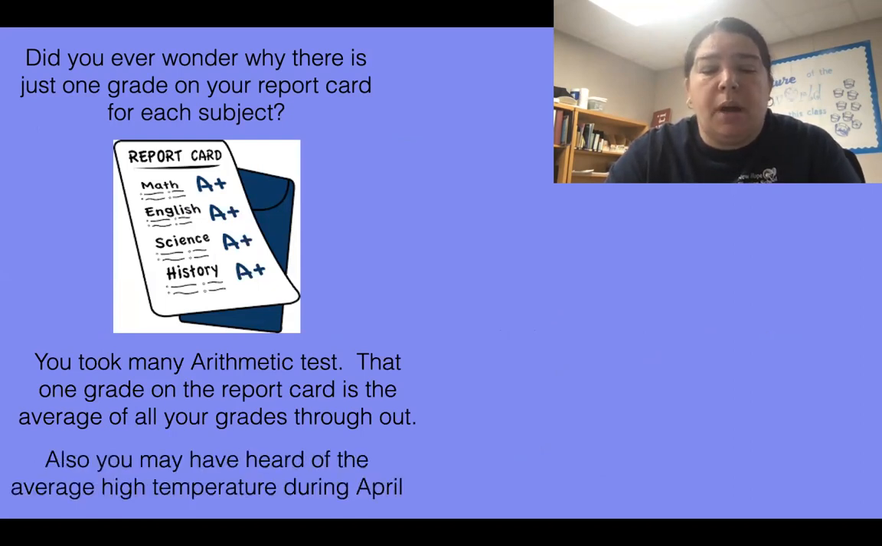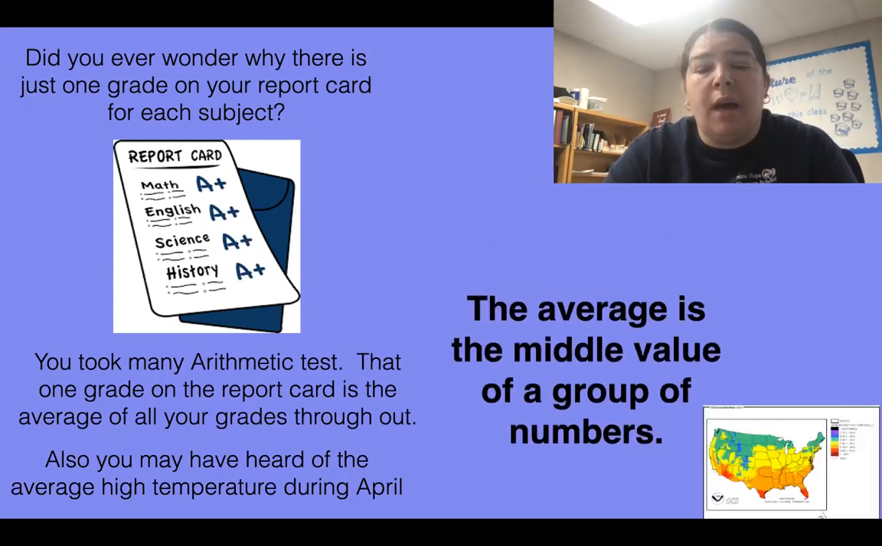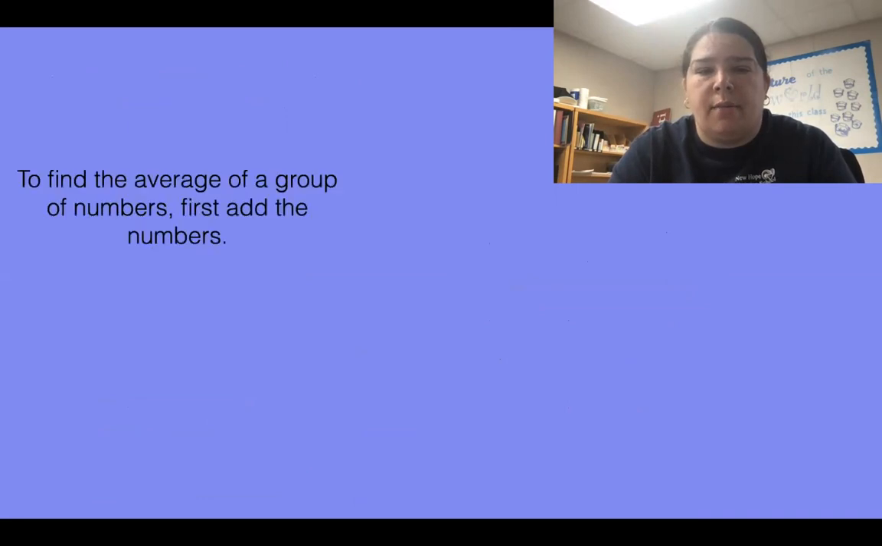Actually, let's talk a little bit about, we can also find averaging in temperatures. If you ever watch the news, they say over the month of April, the average temperature is 69 degrees, okay? That doesn't mean that every single day the temperature was 69 degrees. That means that they have taken an average, okay? The average is the middle value of those group of numbers. So if I took all of your spelling tests and then I found the average, I would go ahead and get that special number. I'm going to show you today how to find that average number.